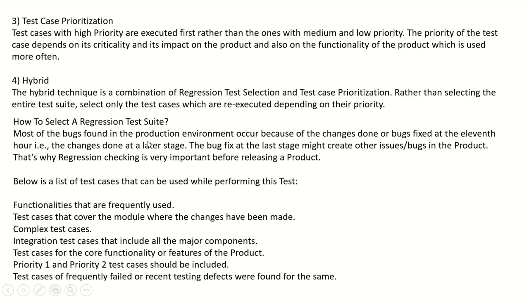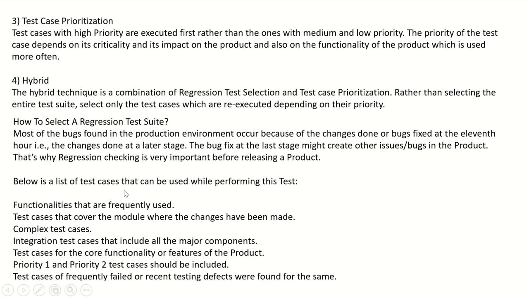So how to select a regression test suite? Most of the bugs found in the production environment occur because of the changes done or bugs fixed at the 11th hour, okay, so changes done at a later stage. A bug fix at the last stage might create other issues and bugs in the product. That's why regression checking is very important before releasing a product.